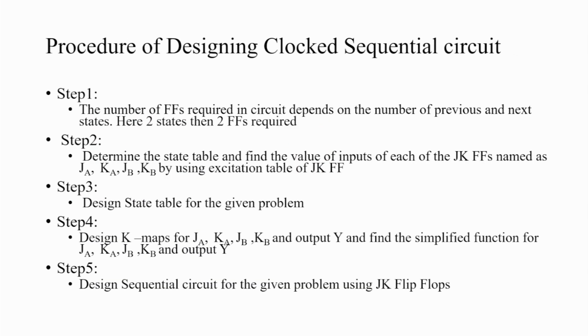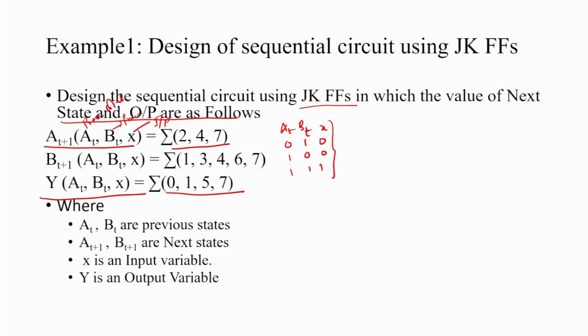Let us see what are the steps performed. First, find the number of required flip flops. Here there are 2 previous and 2 next states, which means the number of required flip flops is 2. We can use any 2 flip flops, either both JK flip flops or both SR flip flops to design the circuit, or T flip flops or D flip flops. Any flip flop can be used to design a circuit, and let us suppose here we use a JK flip flop.